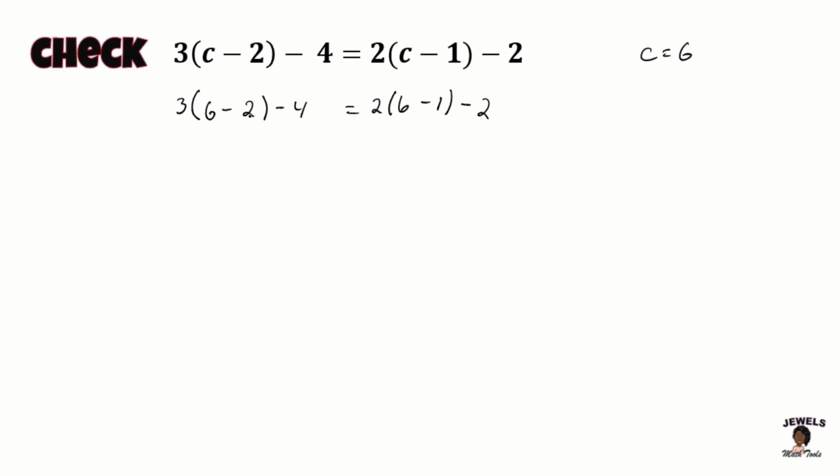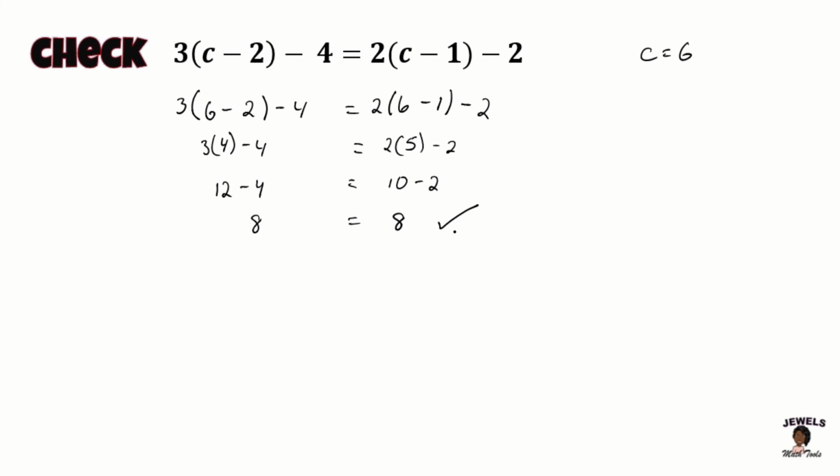So 6 minus 2 will equal 4. And that 4 will be multiplied to my 3, which will equal 12. And 12 minus 4 is equal to 8. Okay, so now we're going to do the exact same thing on the right hand side. So 6 minus 1 is equal to 5. 2 times 5 is equal to 10. And 10 minus 2 is equal to 8.